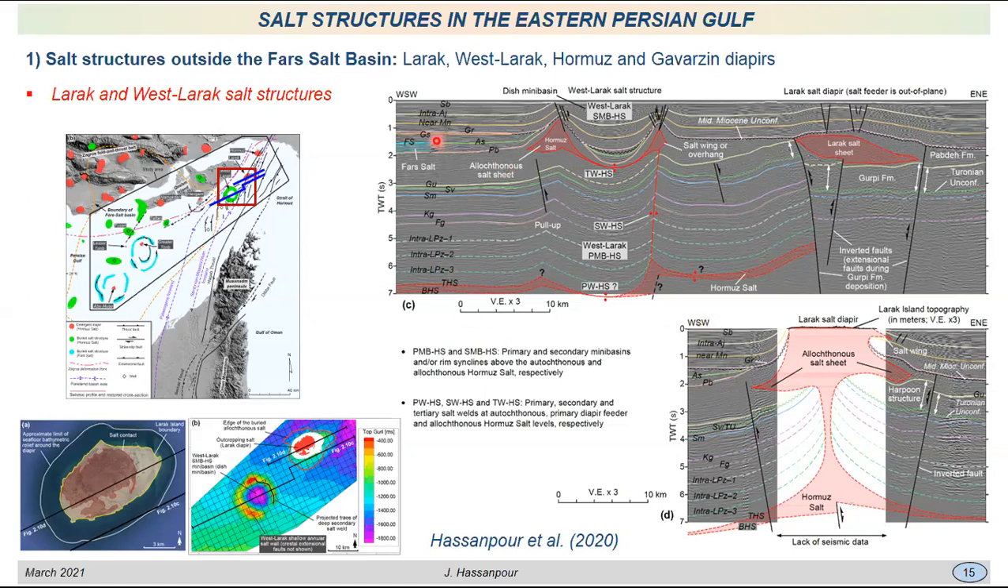And here you see the boundary between the Fars Salt and the Hormuz, and the Asmari Formation onlapping the flank of this salt structure. So we can definitely say that this salt is sourced by the Hormuz salt, but it's an allochthonous salt sheet that has been evacuated to form a tertiary weld.